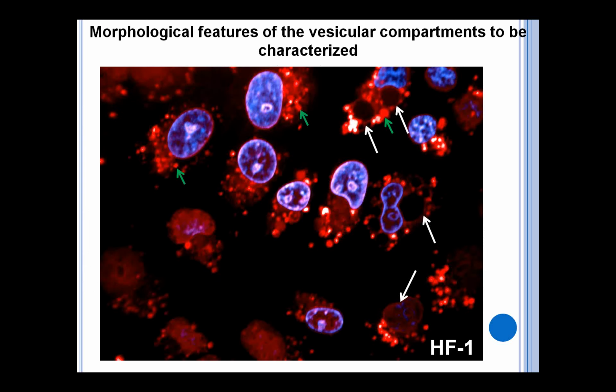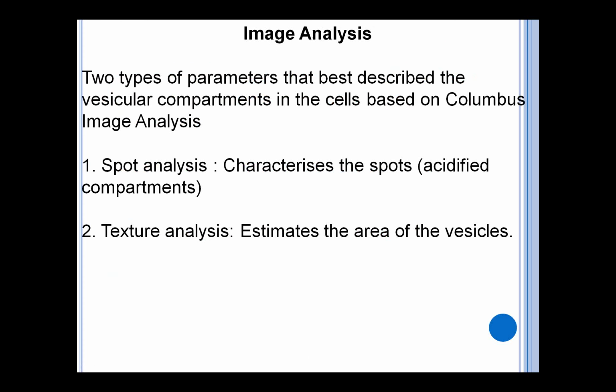The morphological features that we are interested in are these acidified compartments, which are shown as red dots, and also the vesicles, which are shown by the green arrows. There are two types of image analysis we performed using Columbus. The first one is the spot analysis, which characterizes the number of acidified compartments. The second is the texture analysis, which estimates the area of the vesicles.